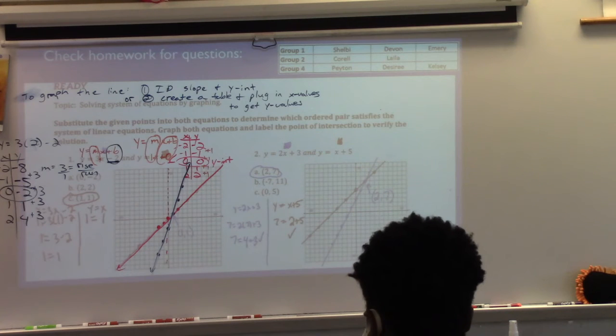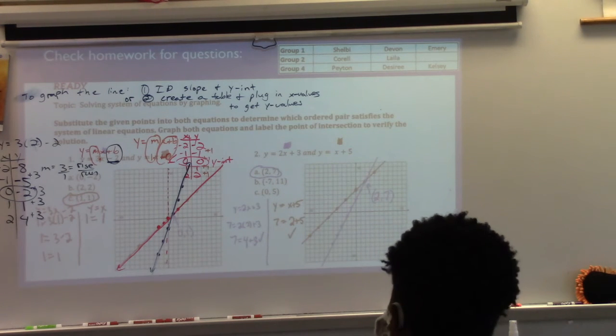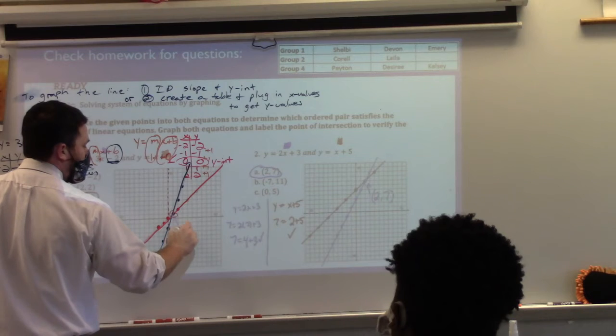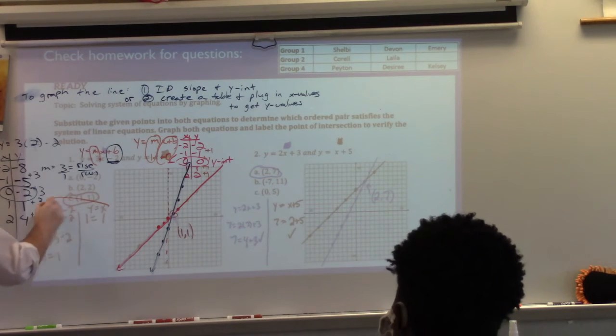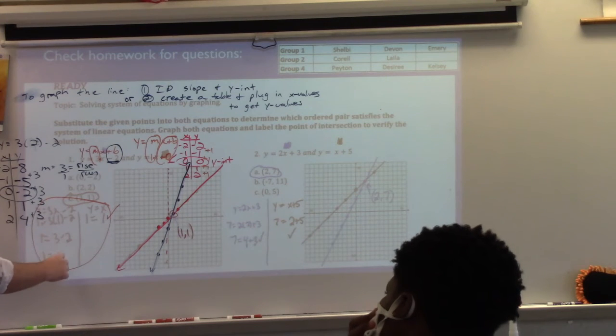Now, I'm not going to cover all of 2 again because we did so much with number 1, but I do want to point this out. Where do these two lines intersect? At 1, 1. Yes. And notice here, if I plug 1, 1 in, well, it makes that equation true. Does it make this equation true? Yeah.